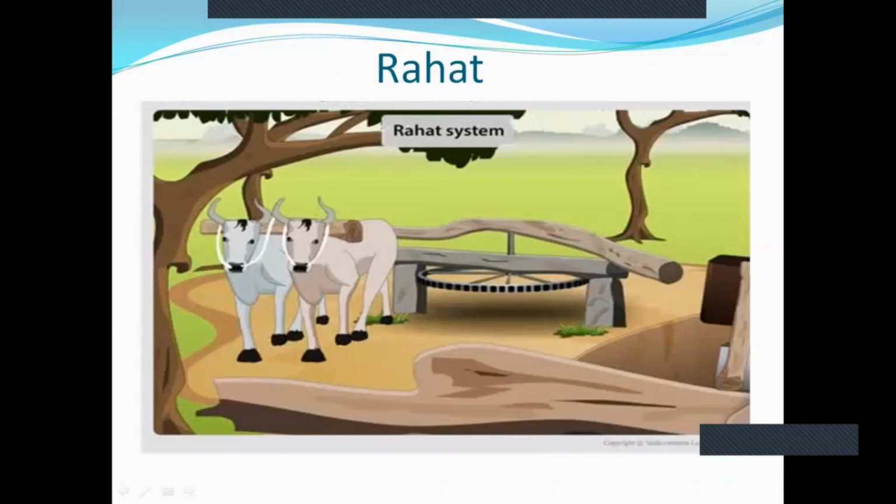Can you see the two oxen trying to remove water from the well, and there is a big wheel over here. This ox will go round and round, and so the water will be drawn from the river. Yes, and this is how the water is supplied to the plants or crop. Okay, I hope you understood all the four different types of traditional methods.